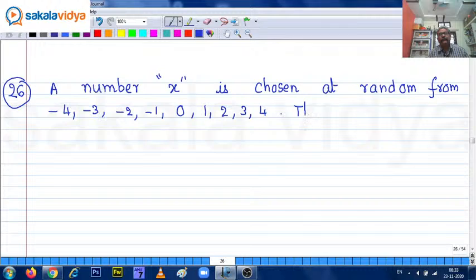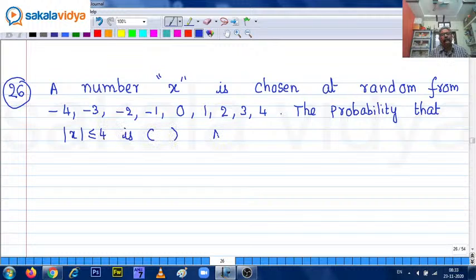The probability that mod x is less than or equal to 4 is: option A is 0, option B is 1, option C is 1 upon 2, option D is 1 upon 9.